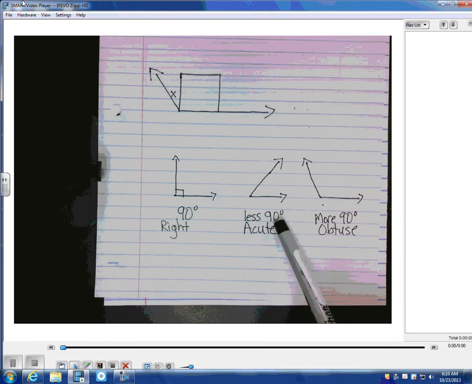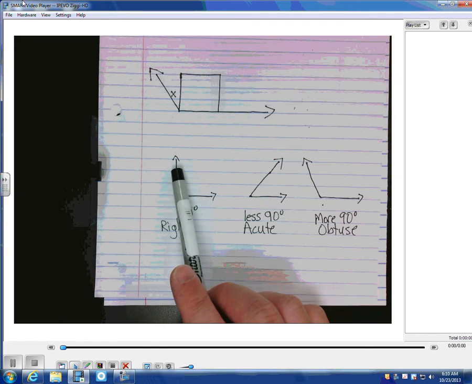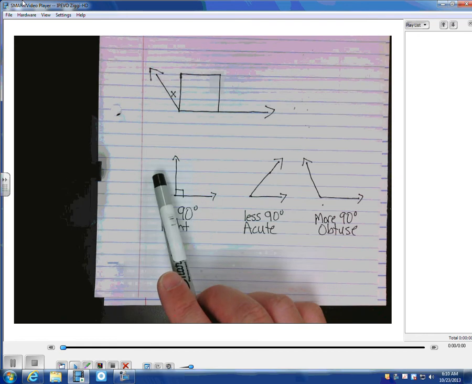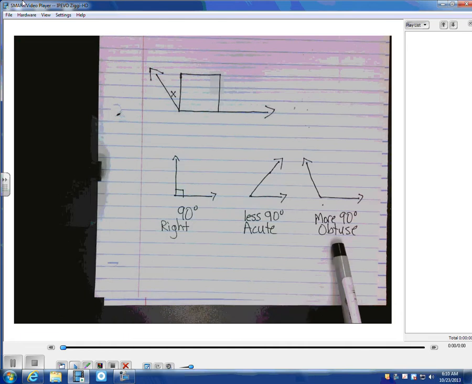Okay, and then if I go back to my right angle, if I open that up at all, it becomes obtuse, and that means it's more than 90 degrees. That's just a quick review of the angles.